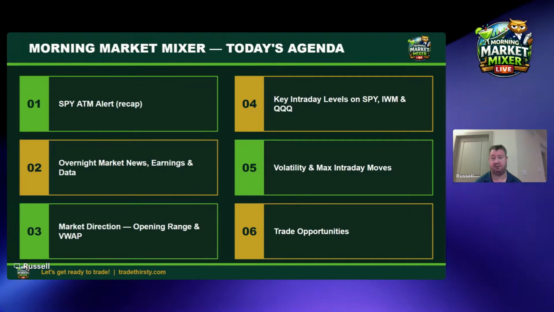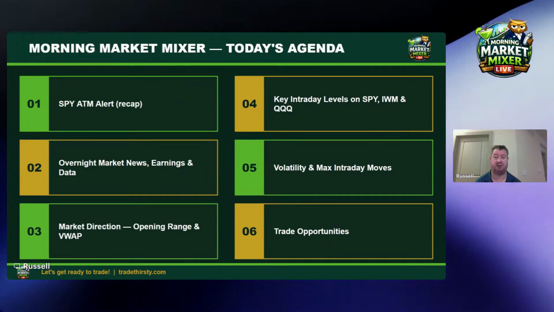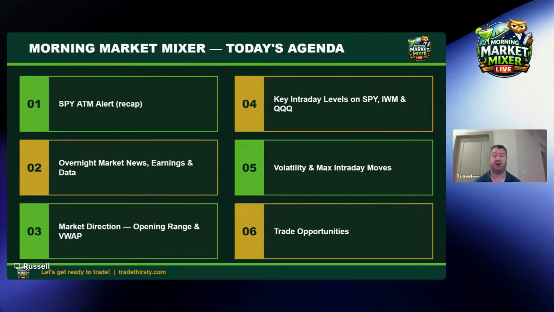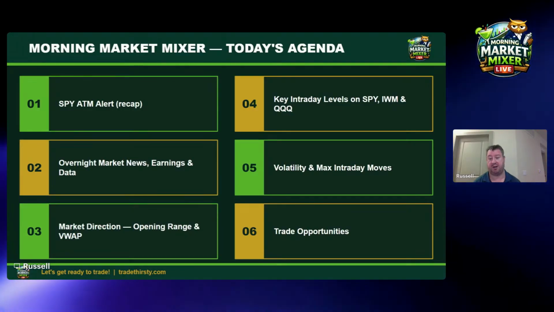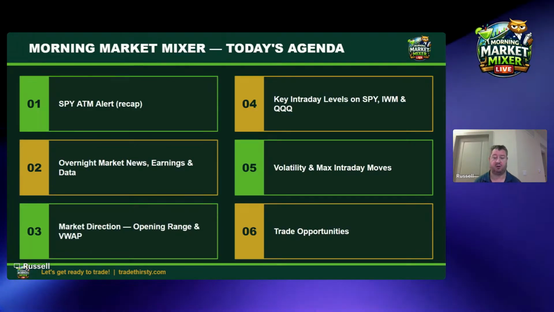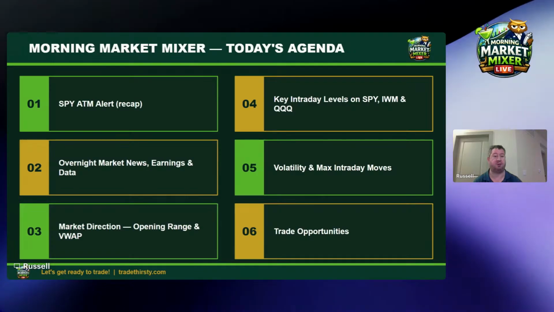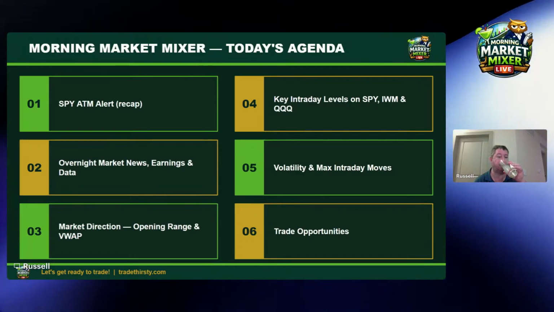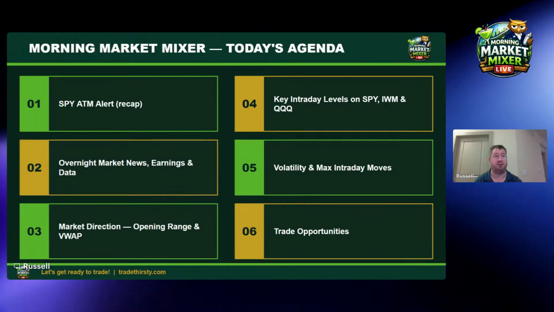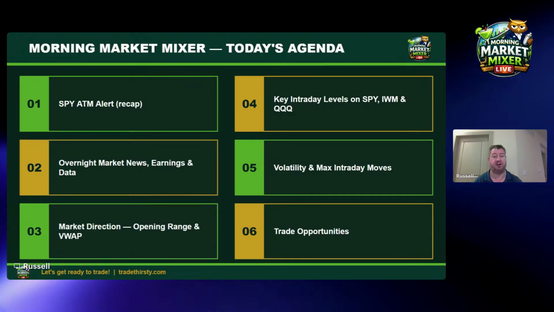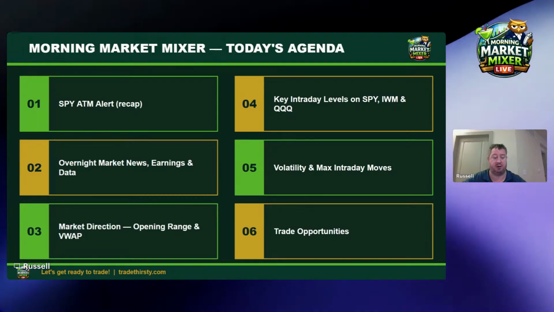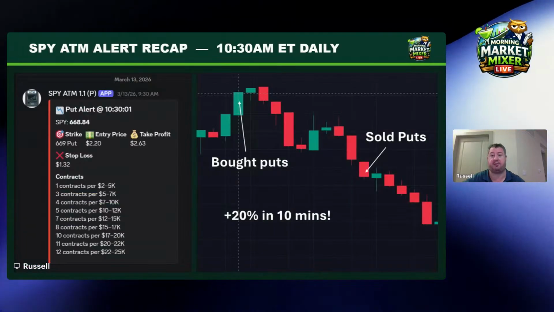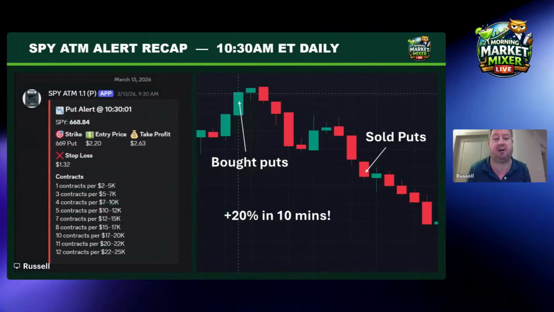We're going to look at the overnight market news, what happened over the weekend, and how it's affecting the market. Look and see if there's any major earnings or any data to be worried about going forward today. We're going to look at the market direction using the opening range and VWAP, key intraday levels on SPY, the expected move, the volatility, and then see if there are any trade opportunities coming up later on today.